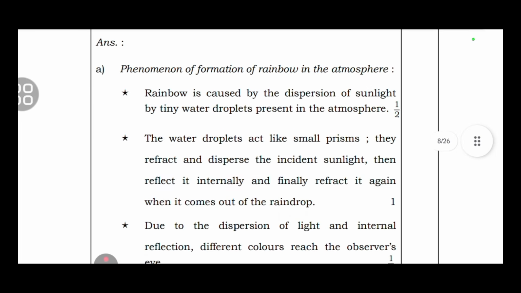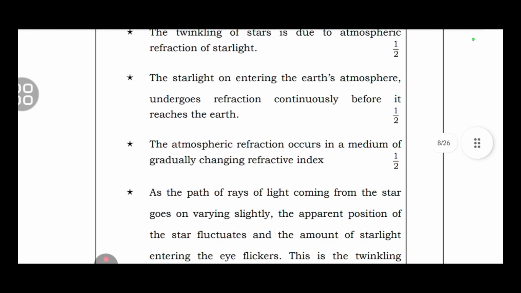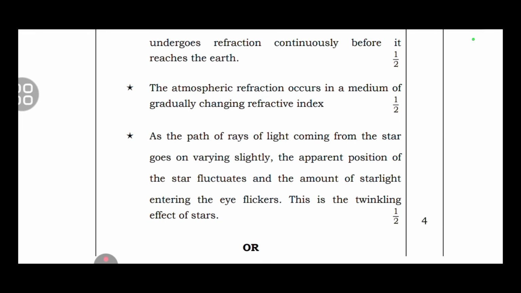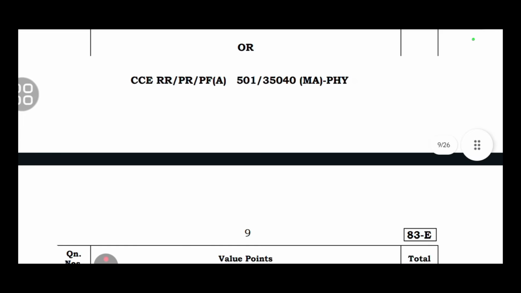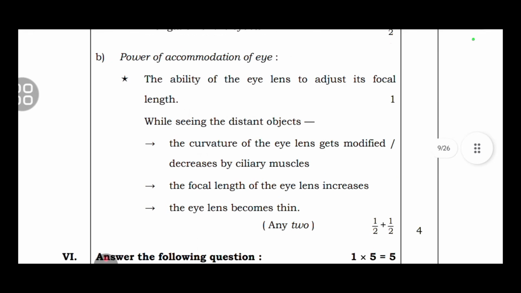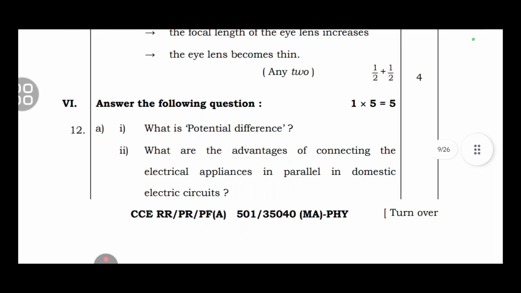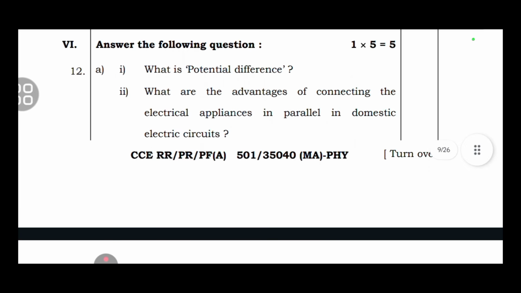Here are the answers. We can read them, and this is the answer for B, twinkling of stars. You can read that and see the marks distribution as in the PDF. Or here is the answer for myopia, the cause of myopia, and the power of accommodation of the eye for B, and the answers to the following questions for 5 marks. It is asked from the electricity chapter. What is potential difference? And second, what are the advantages of connecting electric appliances in parallel in domestic electric circuits? So these are the answers below.